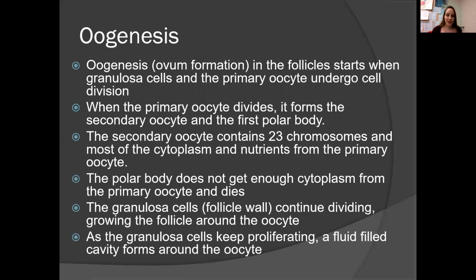The polar body will divide into 2 more polar bodies. The secondary oocyte will split into 1 polar body, and then essentially the egg that is going to develop. Meanwhile, the cells of the granulosa, which again make up the wall of the follicle, are going to divide and grow around this developing egg. As that happens, you will have a fluid-filled cavity that forms around the developing egg.